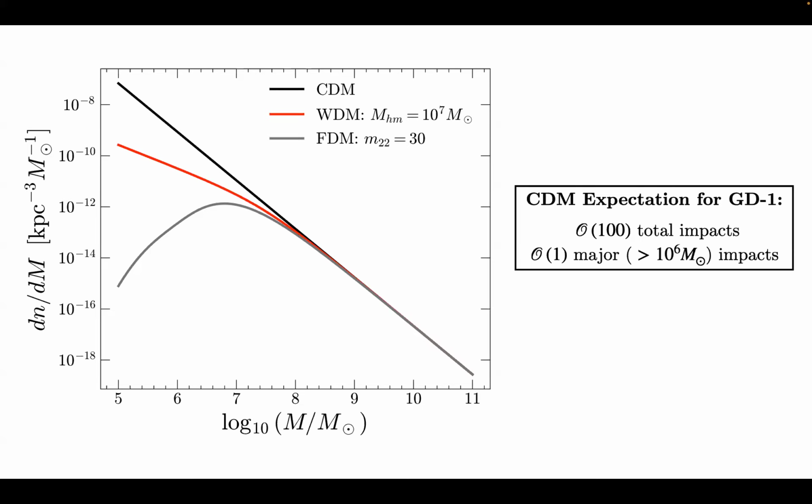So if you take this black curve and you basically take a scattering experiment and ask how many subhalos should hit the GD1 stream that we've been looking at a lot, you should get something like 100 total impacts going down to 10⁵ solar masses. One of those impacts under CDM conditions fit from cosmological simulations are going to be quite massive, above 10⁶. The wide majority of them will be under 10⁶.